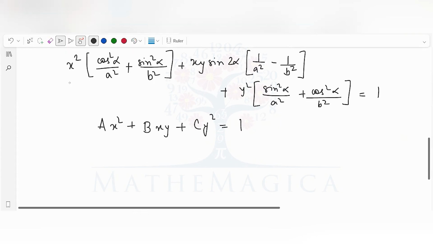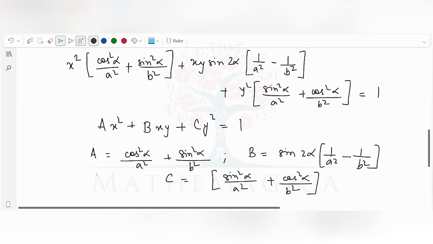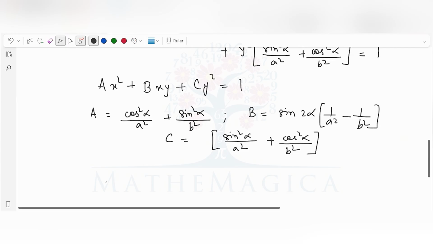So, from this equation that we derived, we can write a equal to cos squared alpha by a squared plus sin squared alpha by b squared. We have b as sin 2 alpha times (1 by a squared minus 1 by b squared), and we have c equal to sin squared alpha by a squared plus cos squared alpha by b squared. Now, we have to make use of these coefficients a, b, c properly so that we can derive an equation for this angle alpha in terms of a, b and c.